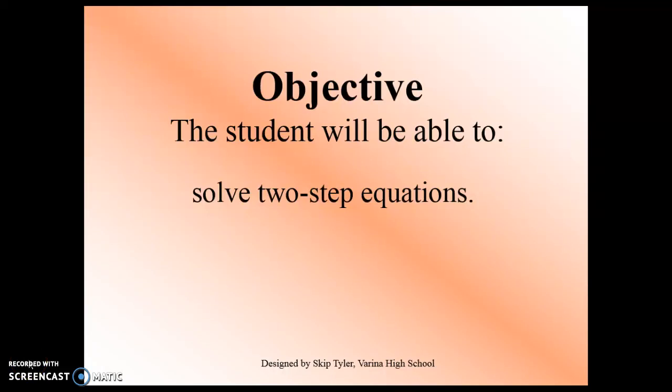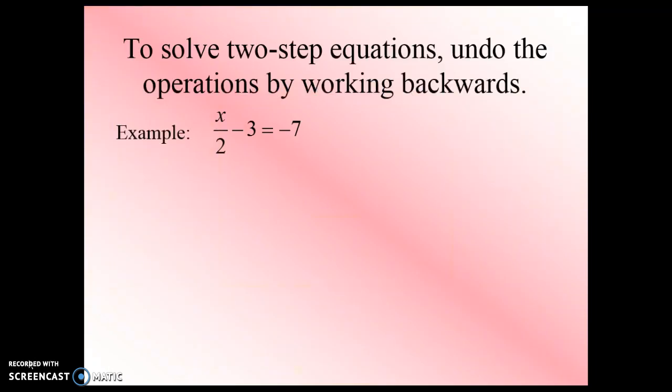Welcome. The objective for this video: the student will be able to solve two-step equations. To solve two-step equations, undo the operations by working backwards. So let's look at our example. We have x over 2 minus 3 equals negative 7.